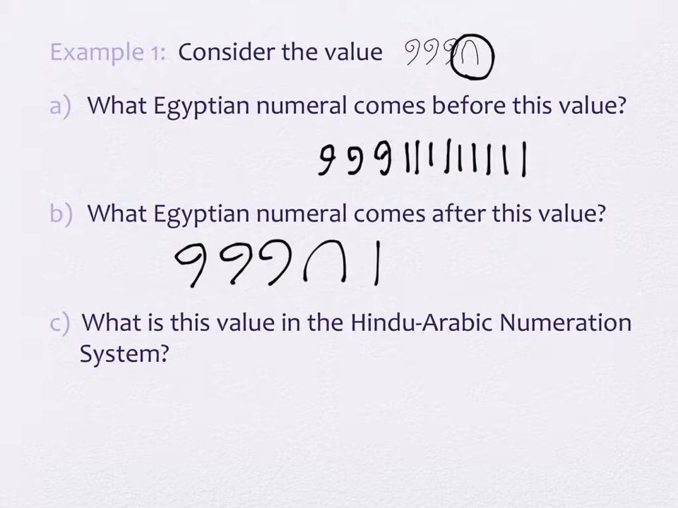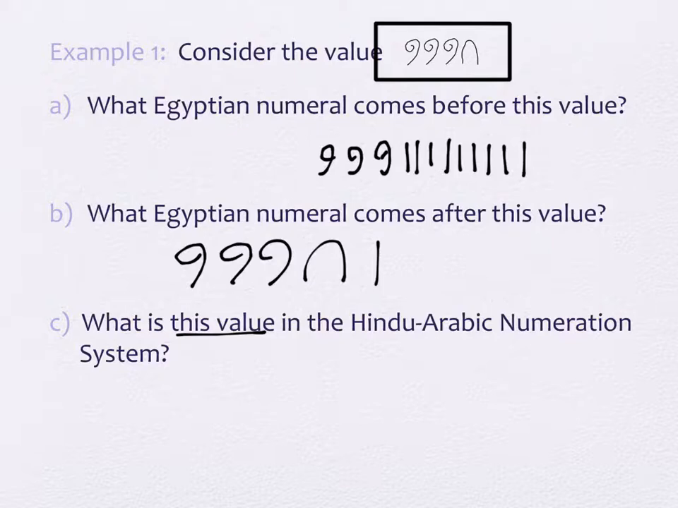And the question asks, what is this value? And it means the original value that we were given. So what is this value in our system? So what is it? 310. No, it's 3010. Sorry. Is it scroll thousands? No, scrolls hundreds. You're right. Scrolls are hundreds, heel bones tens, so 310. Okay, everybody good with that?